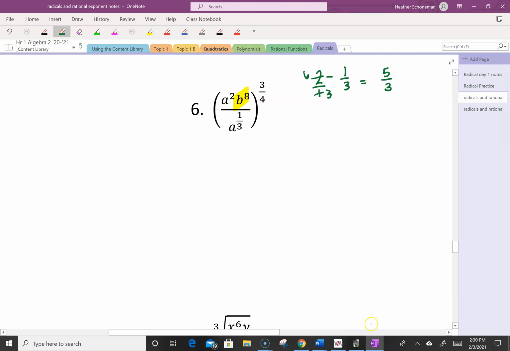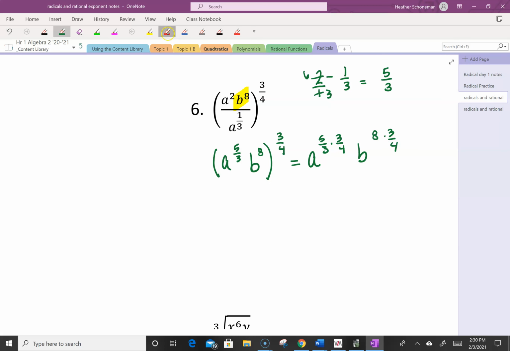5/3. Now you'll notice a lot of these fractions, we're going to keep doing the same ones over and over again, so you should get pretty good at doing them. So this is going to give me a to the 5/3 times b to the 8th, and then all raised to the 3/4. So I'm going to distribute that exponent. When I do a power to a power, I'm going to multiply my exponents. So I have 5/3 times 3/4, and I have b to the 8th times 3/4.